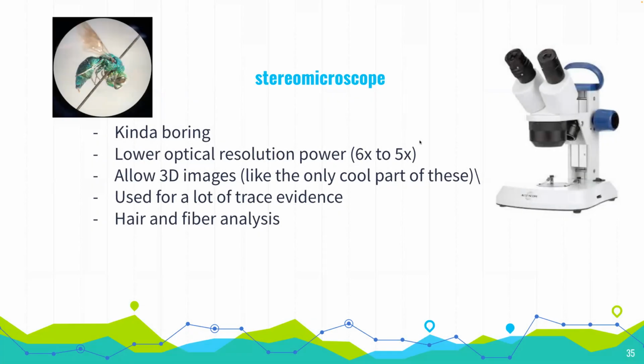All right, so first we have the stereomicroscope. This is, in my opinion, the worst kind. It's very boring, can't zoom in a lot, but it does allow for 3D images. That boring part is my opinion, don't take that as part of the facts. These are generally used for hair and fiber analysis because of being able to see the actual 3D image shape.